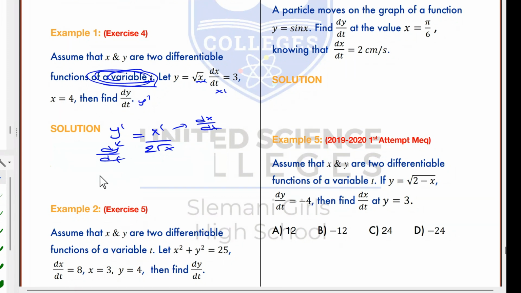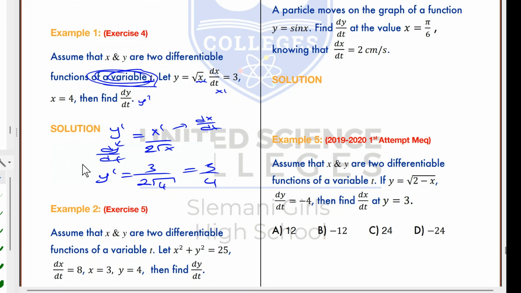So y prime is equal to x prime, which is given in the question as 3. Just insert 3 for it, divided by 2 square root of x, where x is given in the question as 4. So the square root of 4 is 2, 2 times 2 is 4, so it is 3 over 4. See, it's pretty simple. Everything necessary in the question will be given. There will be just one unknown. When you differentiate the given function, you will isolate that unknown by using the given information.